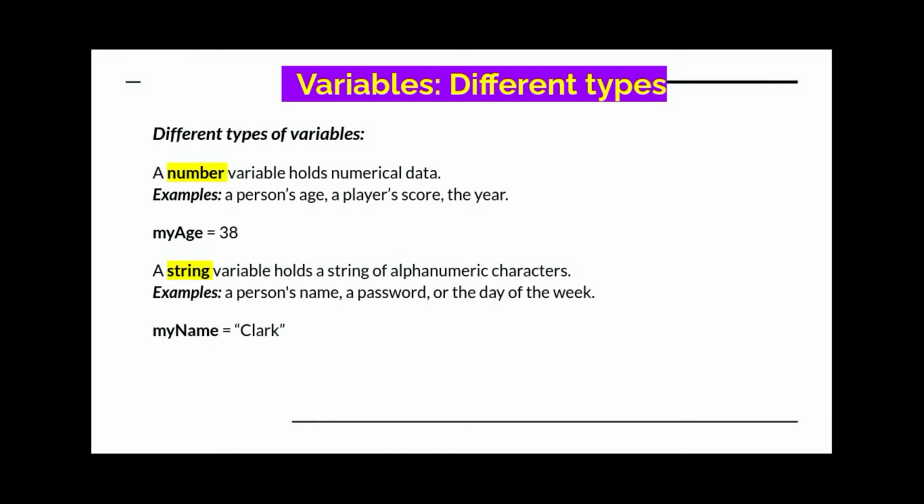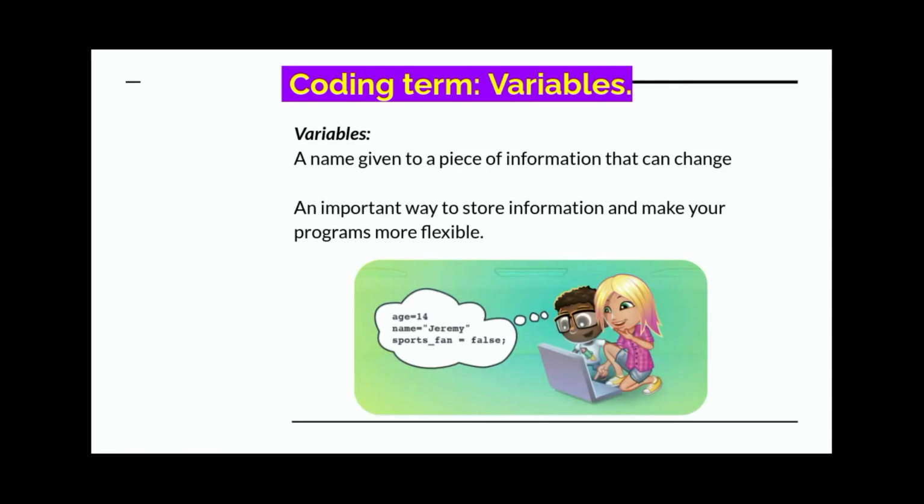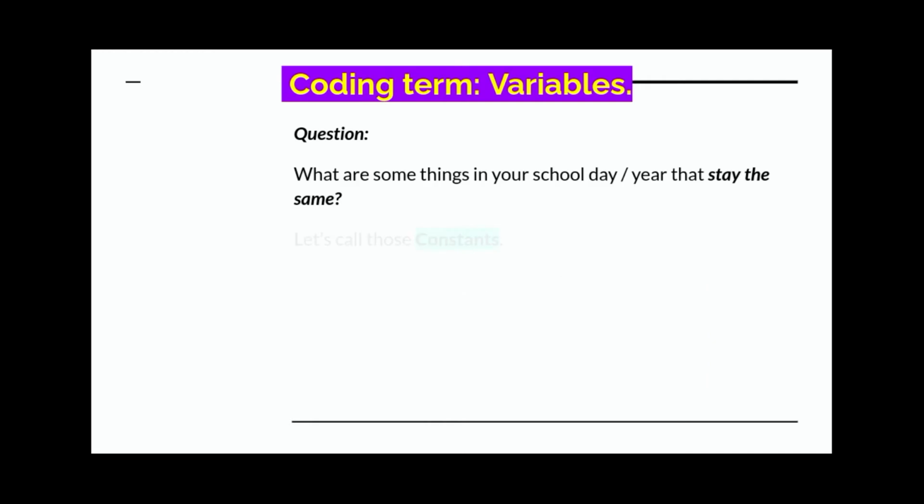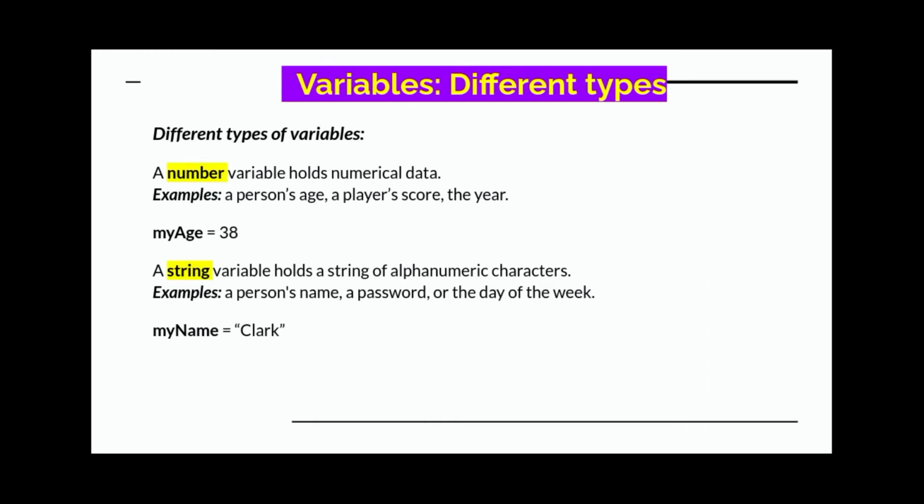Let's move on. So here's some different types of variables. This is what I was talking about earlier, and I'll go back to this picture in just a second, and we'll talk about what all three of those variables are. Let's talk about them here, though. So different types of variables.